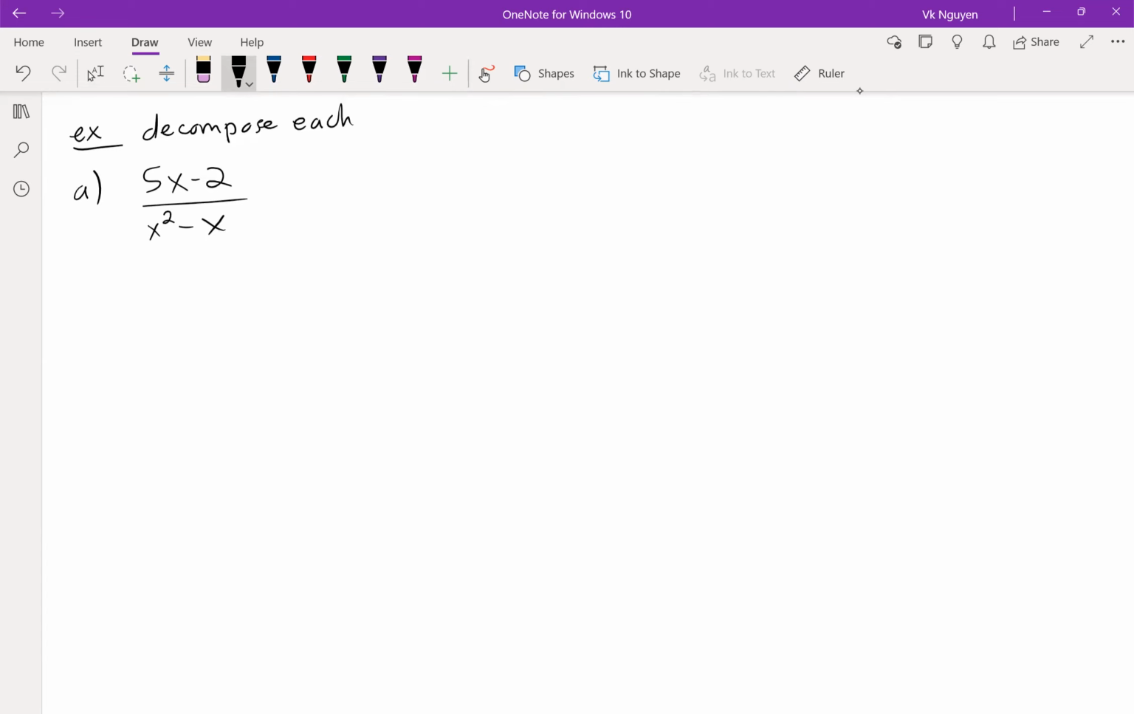This is case number 1, because for x squared minus x, you can factor the bottom into x times (x minus 1). And on the top, we have 5x minus 2. So what we have is case number 1, and we would have A over x plus B over x minus 1.